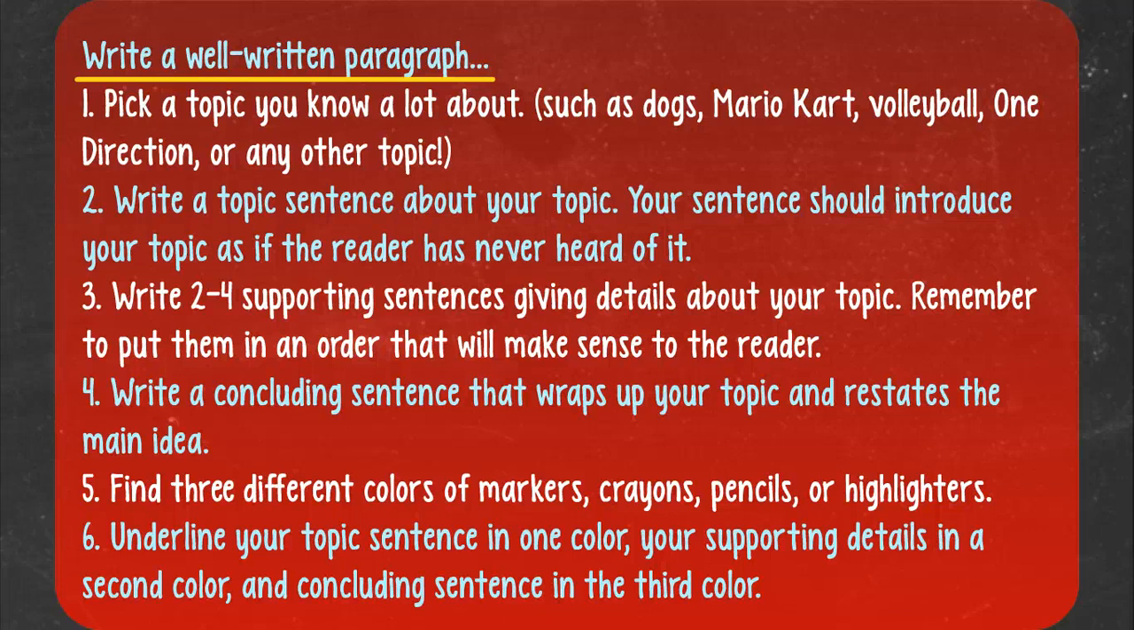So dogs are man's best friend. They've been loyal pets for thousands of years. Or Mario Kart is an exciting game that can be played on many different gaming consoles. Or volleyball is a great sport that gives you exercise and is fun too. Right? Just a little bit of an introduction so I know what you're talking about and your reader can follow along. Then once you've got your topic sentence, you need to give some details. You need between 2 and 4 sentences giving some details about your topic.